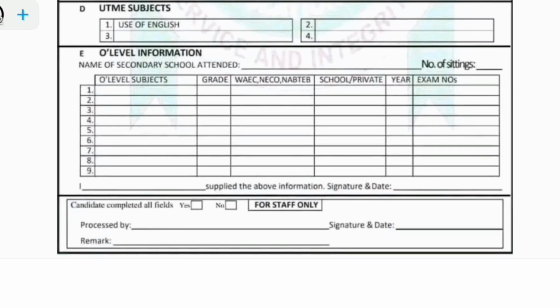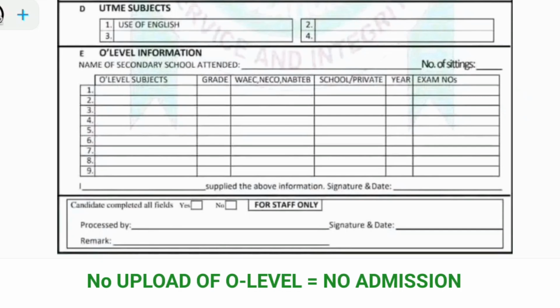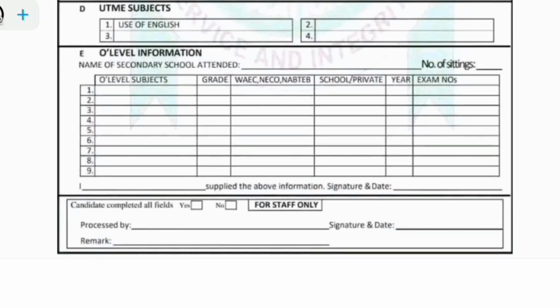Then the next one is the O-level information. Now this part is very important. Without indicating or uploading your O-level, JAMB will not even give you admission. So you have to upload your O-level for JAMB to give you admission. Your O-level is like a passport.